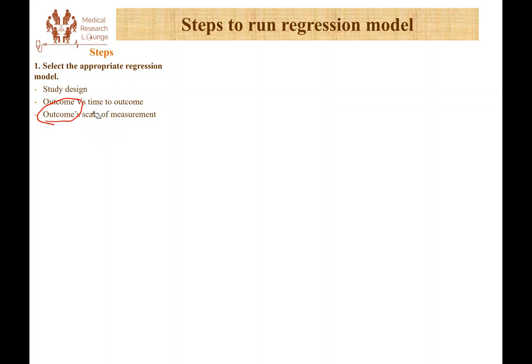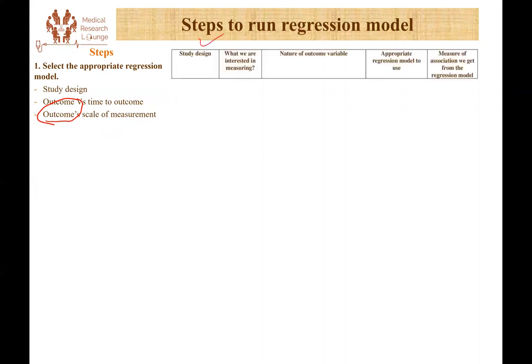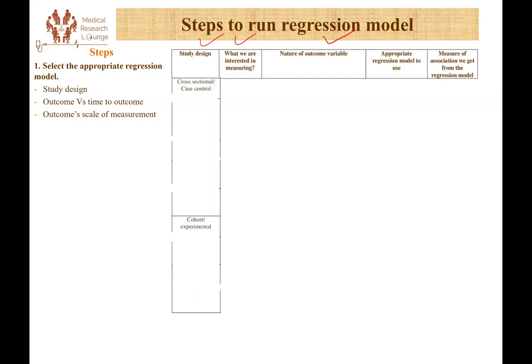So let's see, based on the study design, whether we're interested in the outcome or the time to the outcome and the scale of measurement of the outcome, let's see the proper types of regression analysis. So the first thing is, oops, I'm sorry, something happened to the table.